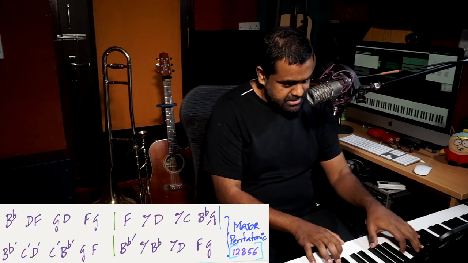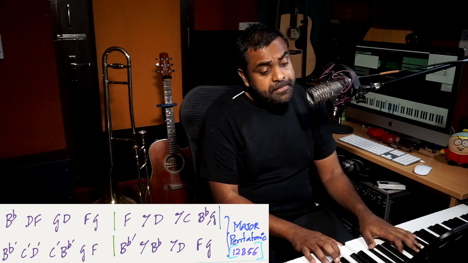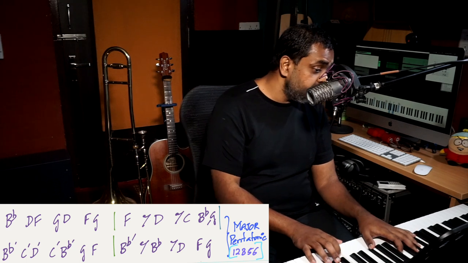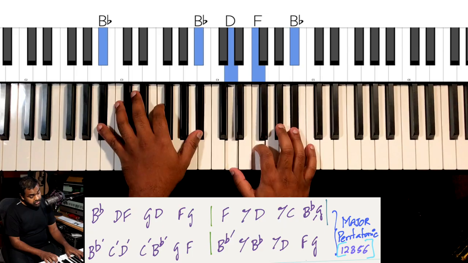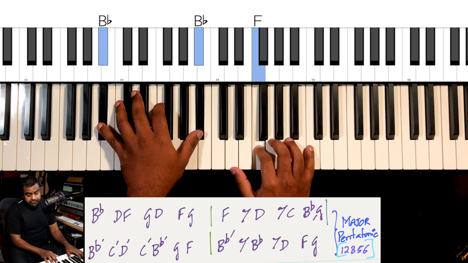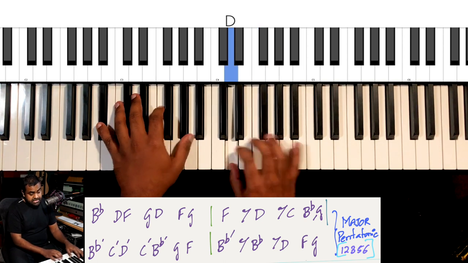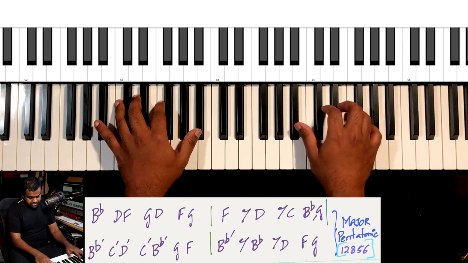And the melody which we've come up with is something like this: B flat, D, F, G, D, F, G, F, D, C, B flat, G, B flat, D, F. So let's divide that.